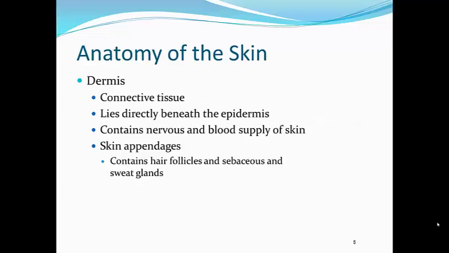The innermost layer of the skin is the dermis. It is below that 4th or 5th layer of epidermis that contains connective tissue, nerves, and blood supply to the skin. It is also home to the skin's appendages like hair follicles and sebaceous and sweat glands.